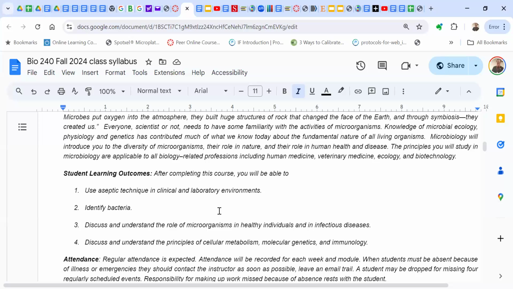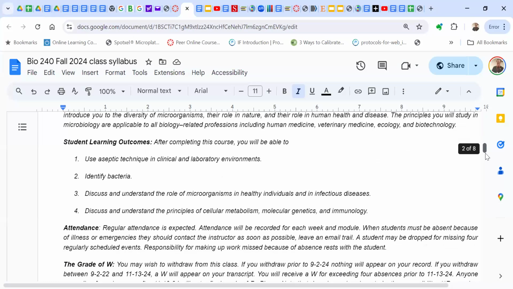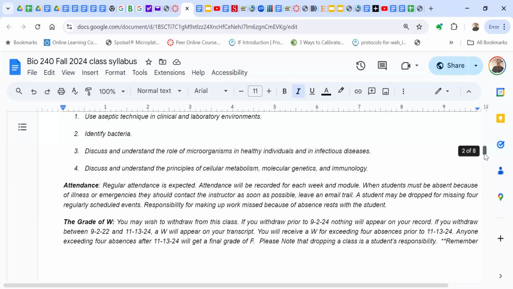Learning outcomes: you're going to be using aseptic technique in clinical and laboratory environments. You're going to identify bacteria. You're going to discuss and understand the role of microorganisms in healthy individuals and in infectious diseases. So again, microbes aren't only causing diseases, our health is due to them as well. And you are going to discuss and understand the principles of cellular metabolism, molecular genetics, and immunology. That's a lot of stuff for a class, but I'm sure you will enjoy it.